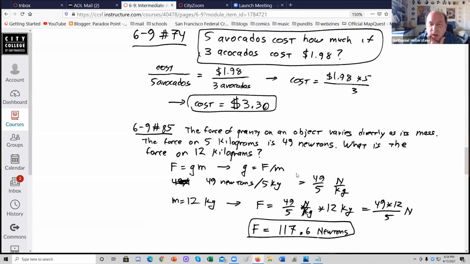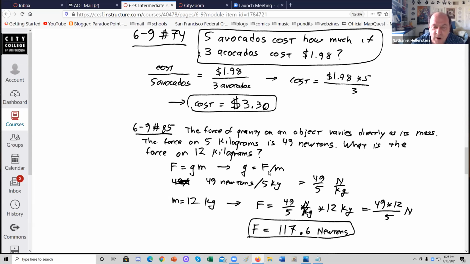The force on an object varies directly as its mass, gravitational force. Force on 5 kilograms is 49 newtons. What's the force on 12 kilograms? Now, I'm not sure the constant of proportionality puts this problem on Earth, but let that pass. Force equals G times M. G is the constant of proportionality.